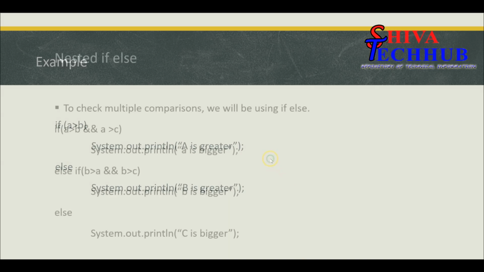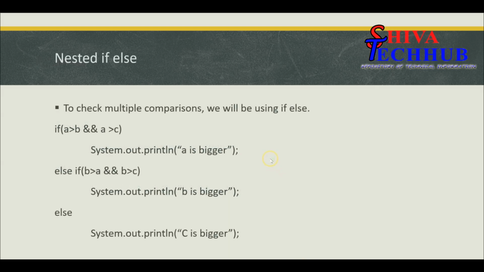Now let us look into the nested if else. For example, if you want to check the same condition, let us take the same example, but this time for more than two values. So for example, a equal to 5, I am taking b equal to 6, and c is equal to 4. So let us take this example.